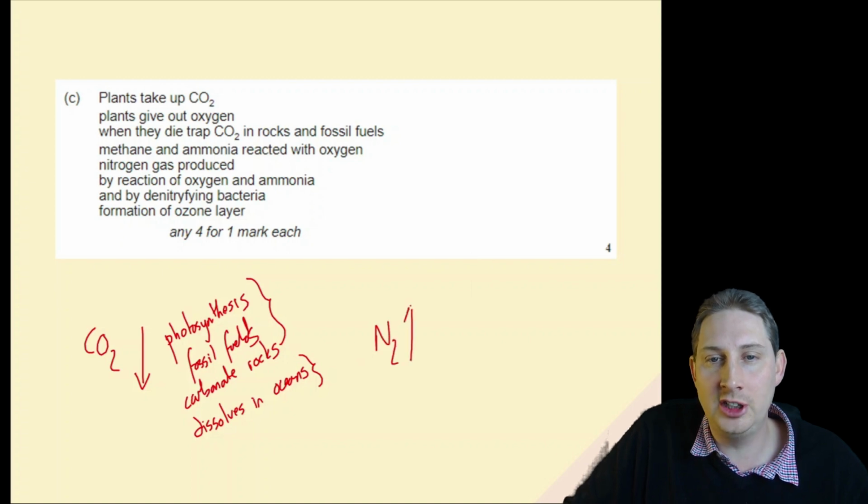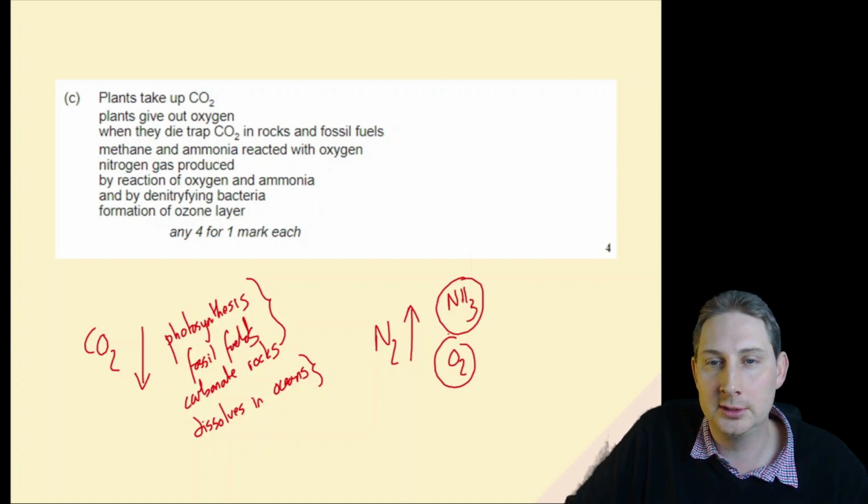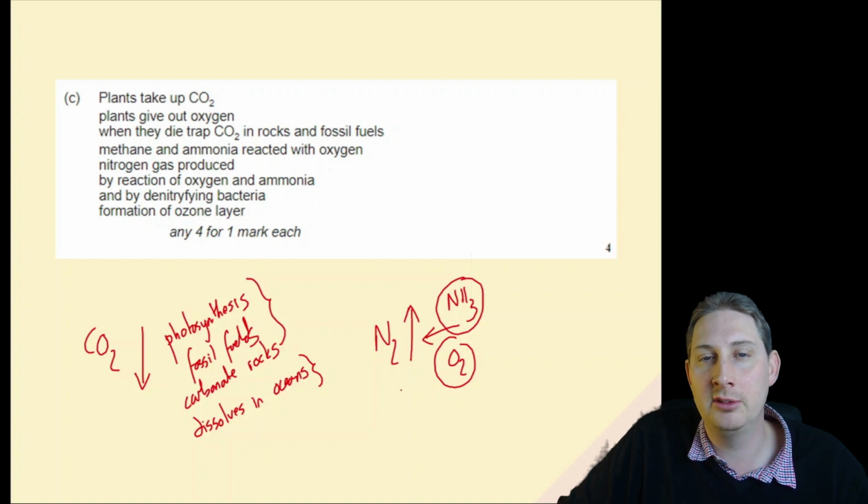Why did nitrogen go up? Well, that came from ammonia in the atmosphere reacting with oxygen. And those things reacted together to give you nitrogen. So methane and ammonia reacted with oxygen, producing nitrogen gas.